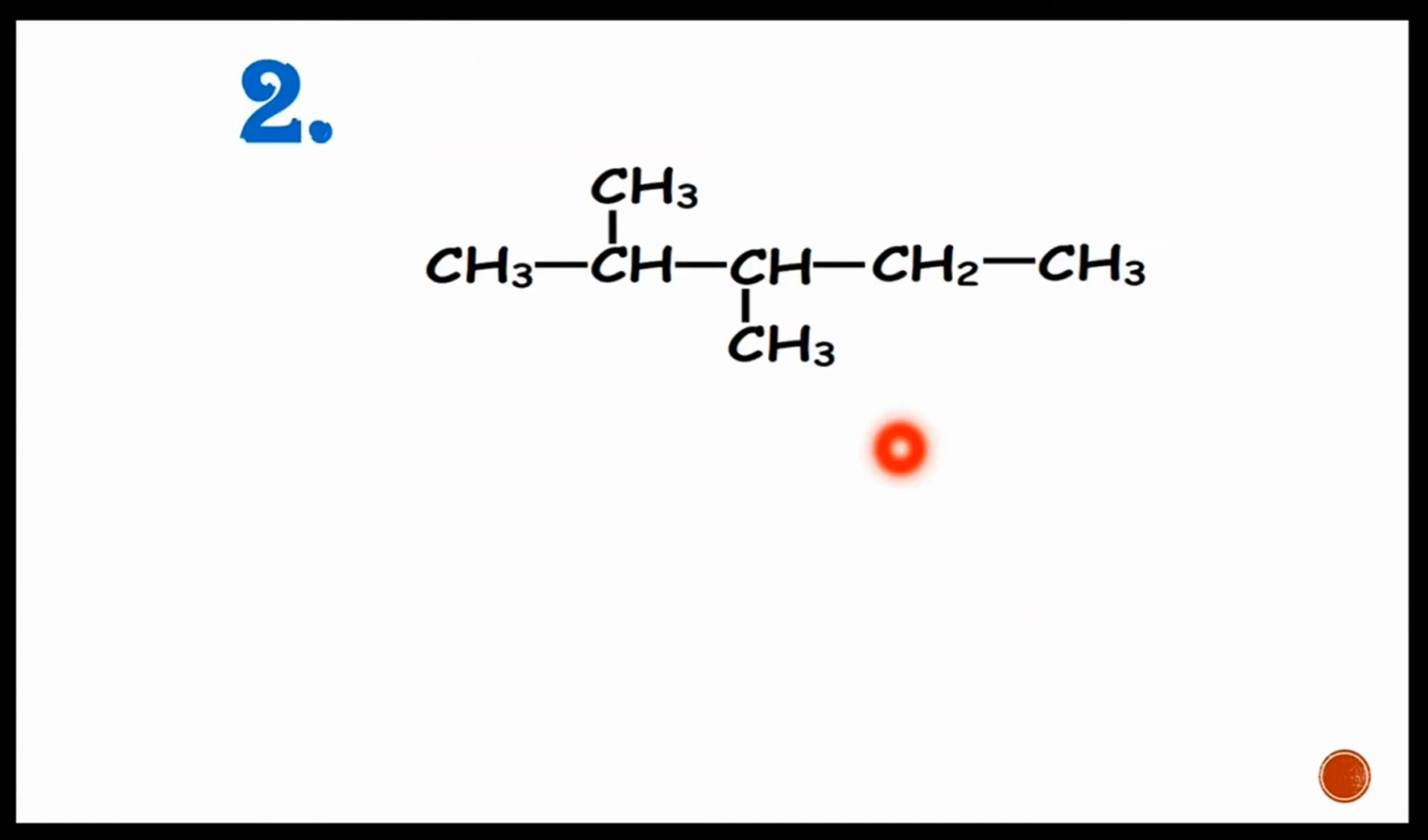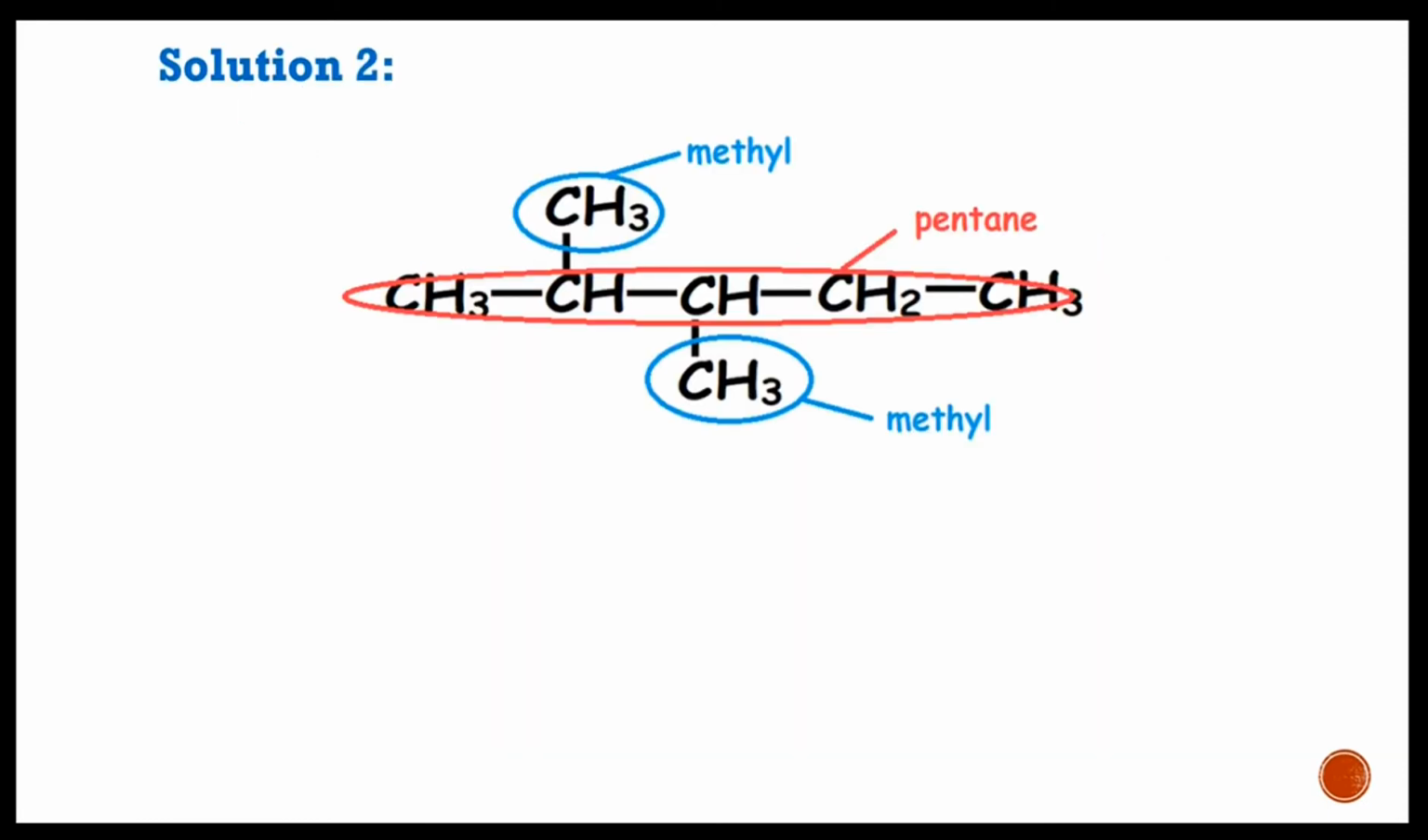Alright, so let's carry on to example 2. In example 2, we once again look at our longest chain. So let's count 1, 2, 3, 4, 5. So our longest chain here is 5. So we mark it out, and then we realize that we have two substituents, this and that.